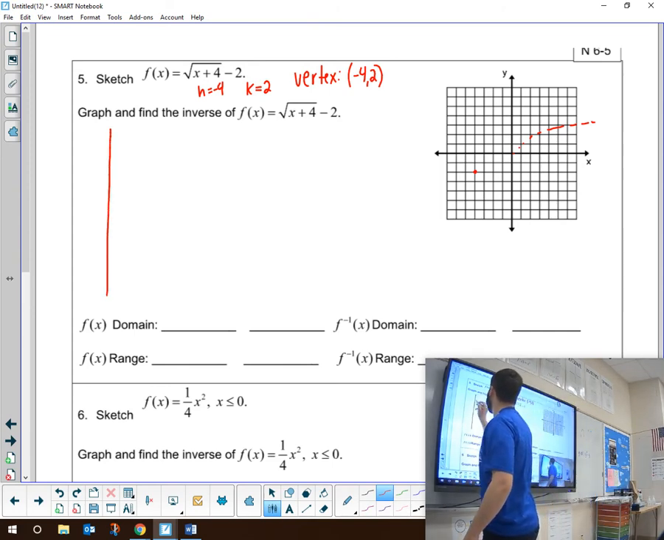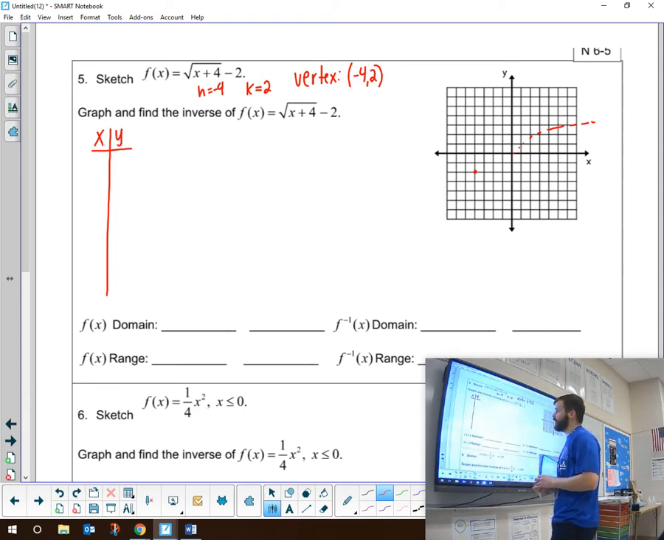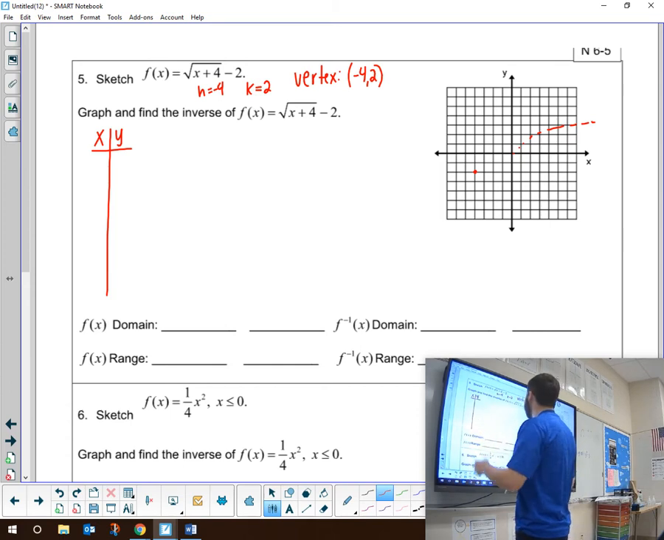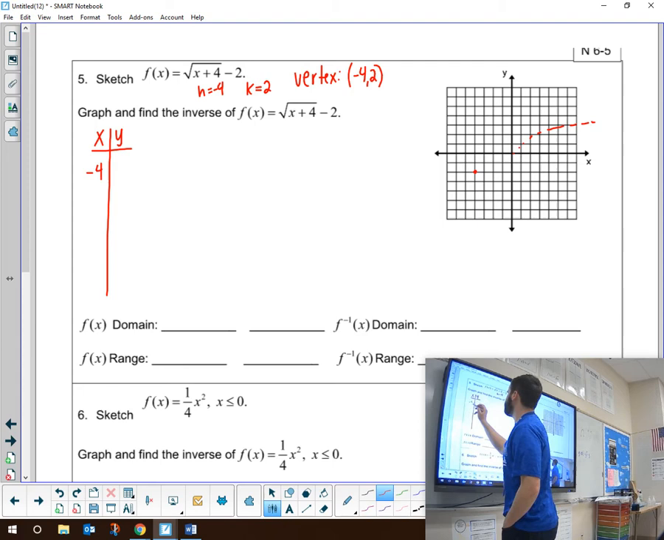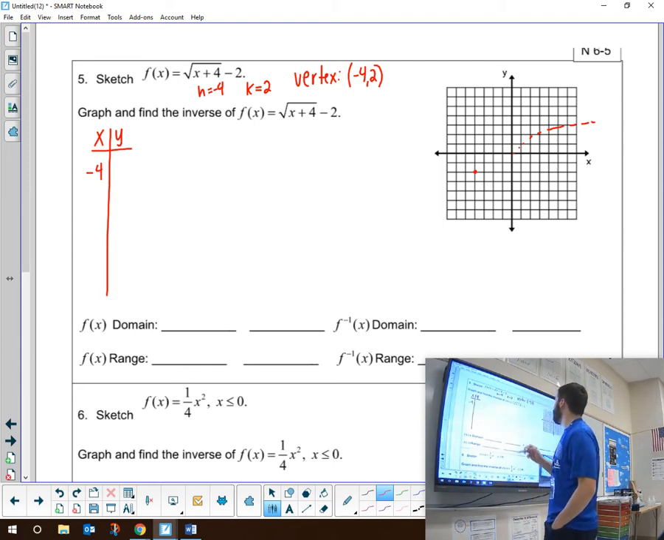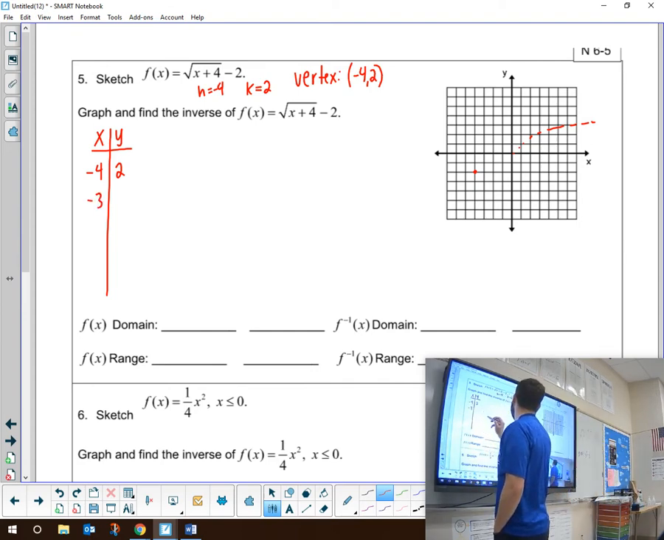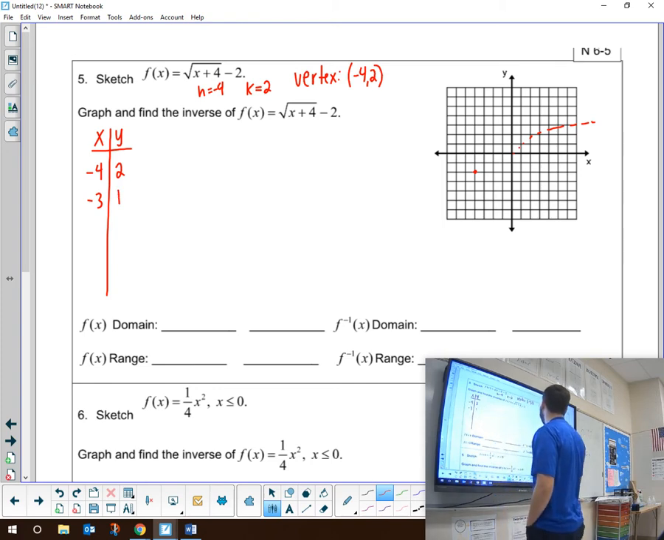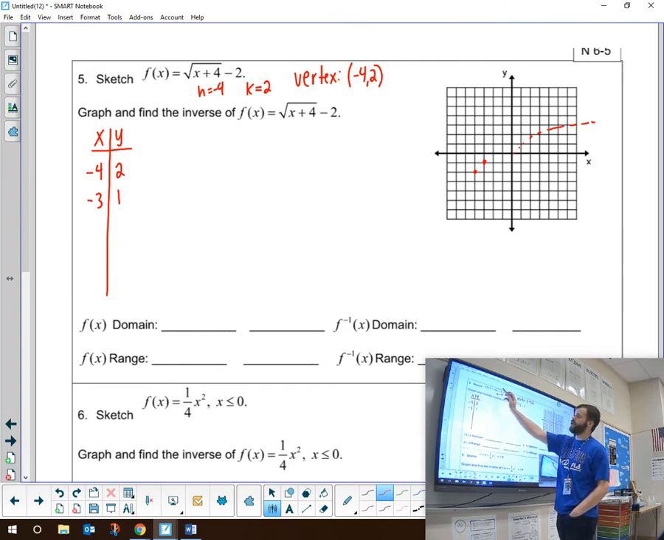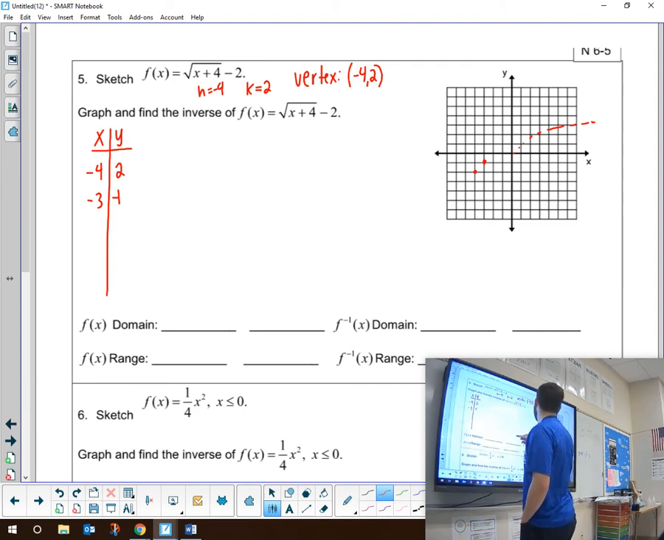All right. So let's go ahead. Let's draw a table and label my x and y here. Okay. So for this, my x, we're going to start at the center. So we're going to have -4 as my starting point. And I know I have a point at -4, 2. We've already put that out there. Then we're going to go one to the right at -3. And we're going to go up to 1. So we're going to have a point at -3, 1. If we plug -3 in, look, -3 plus 4 is 1. Square root of 1 is 1. 1 minus 2 is, I apologize, -1.